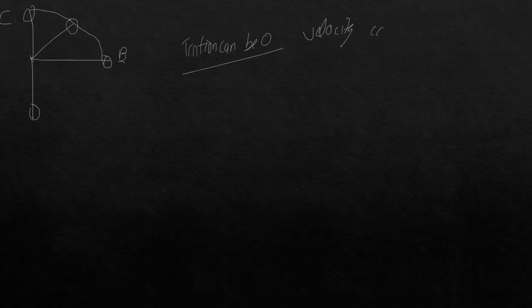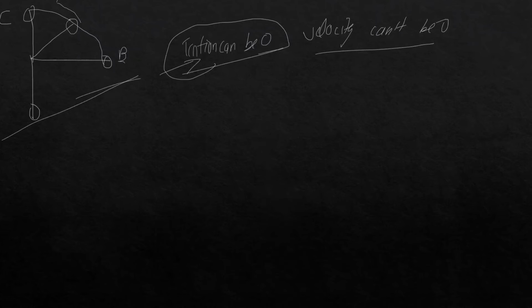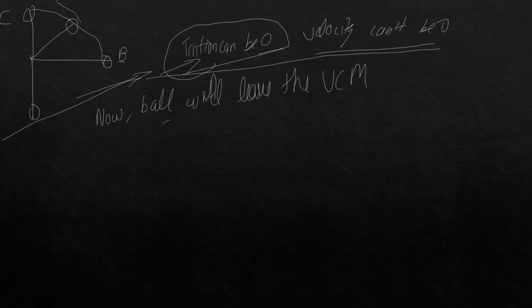So what happened? For a certain value of velocity, tension becomes 0, and once tension becomes 0, it will leave the vertical circular motion. So now what will happen? The ball will leave the VCM, that is vertical circular motion. The ball will give dhokha, as we say in Hindi. So the ball will leave the vertical circular motion.